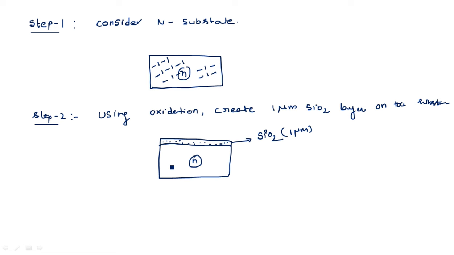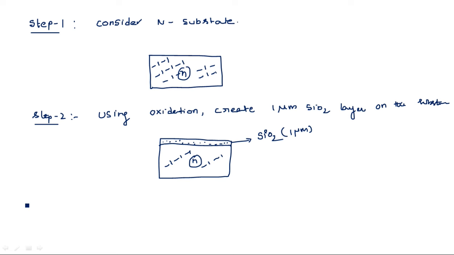Again, there are two types of oxidation techniques available. One is thin oxidation, another one is thick oxidation. Here we are using thick oxidation. Thick oxidation means creating 1 micrometer. Thin oxidation means creating 0.1 micrometer.